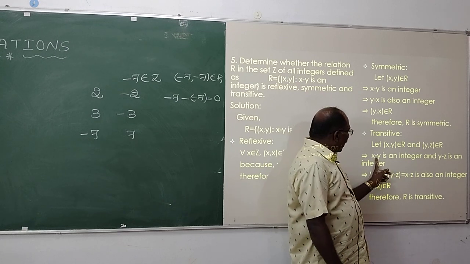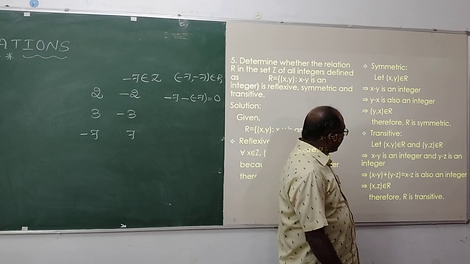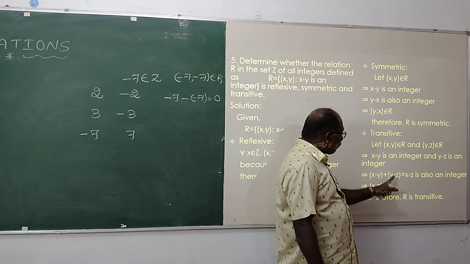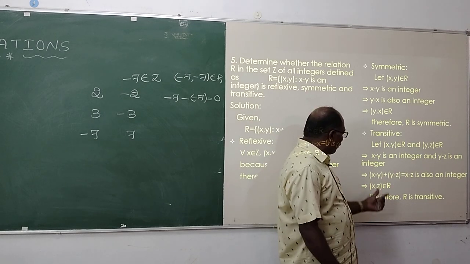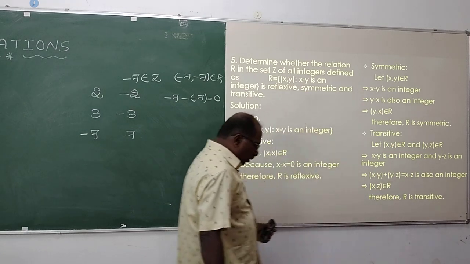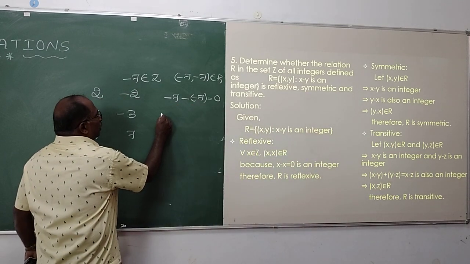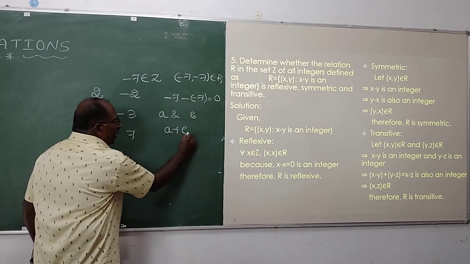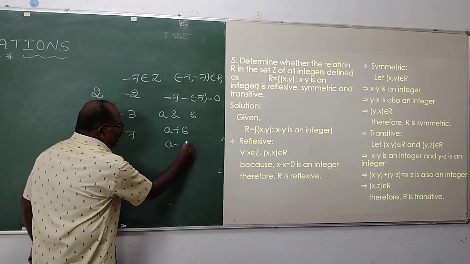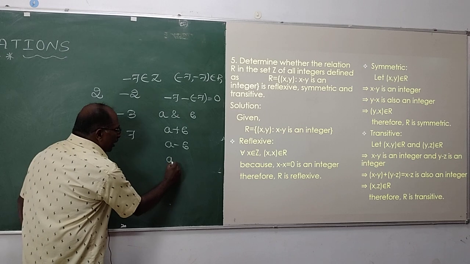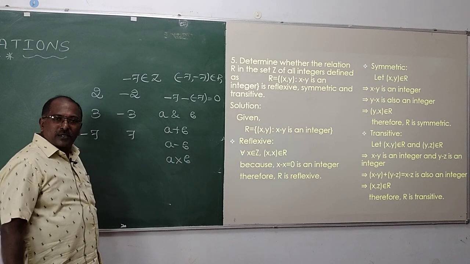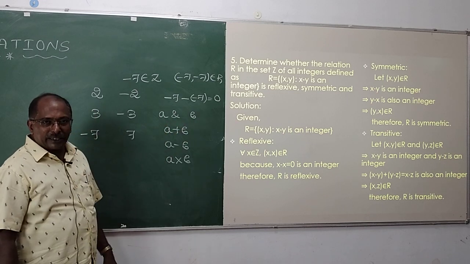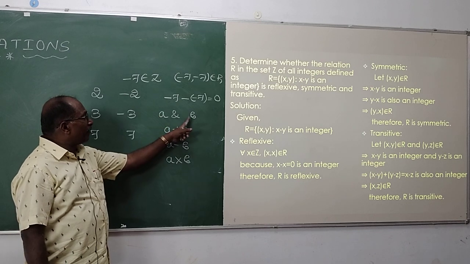Students, x minus y is an integer, y minus z is an integer, means their sum (x minus y) plus (y minus z) is also an integer. This is because we know if a and b are two integers, their sum a plus b is also an integer. Their difference a minus b is also an integer. Their product a into b is also an integer. The quotient of a to b may be an integer, may not be an integer. It depends upon the values of a and b.